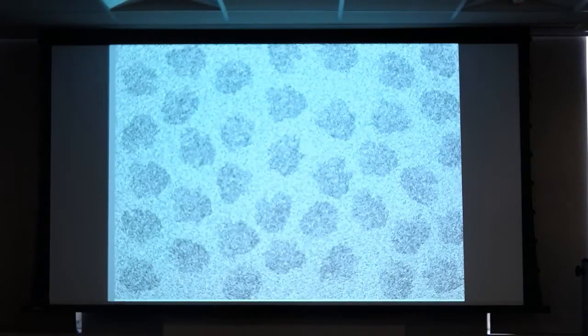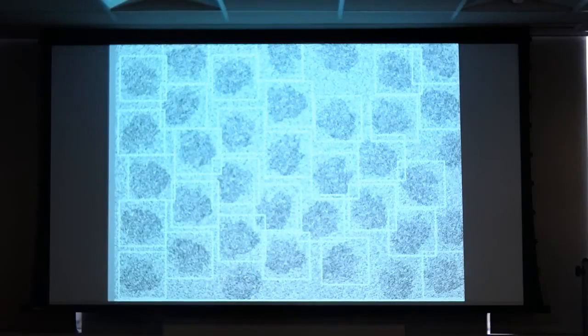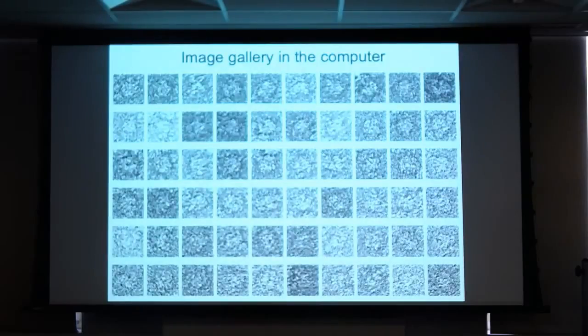Which really means that in order to use single particle data, we implicitly have to use averaging. We have to always use many more molecules than we would need from the point of view of geometry. So the next stage would be that the computer locates these particles and then puts them in a gallery. Okay.